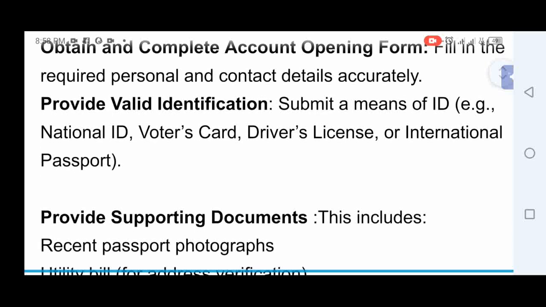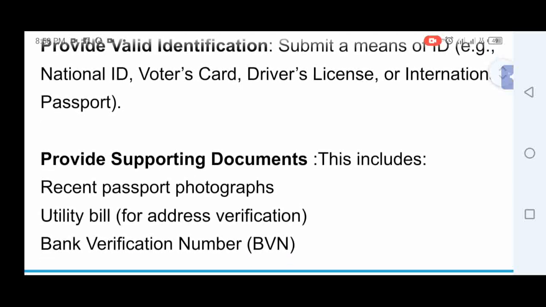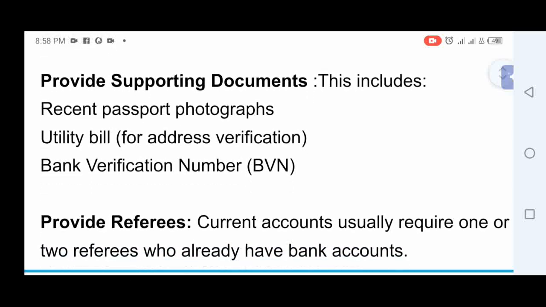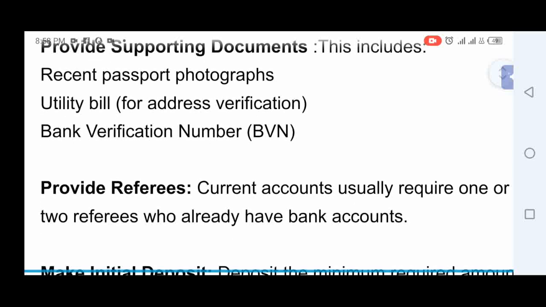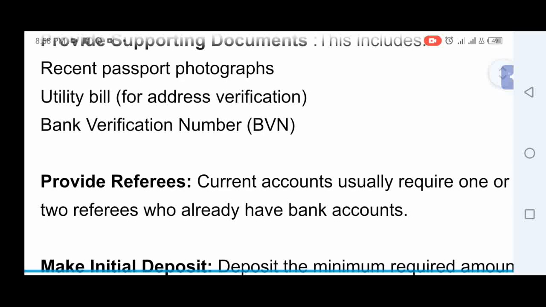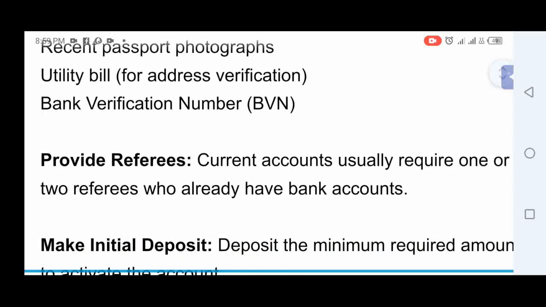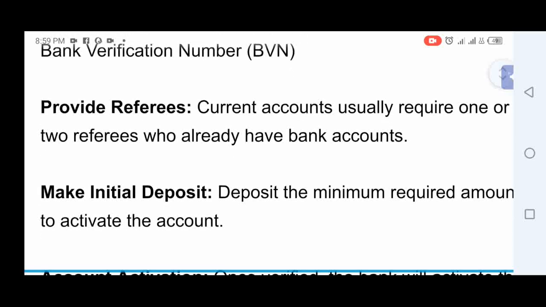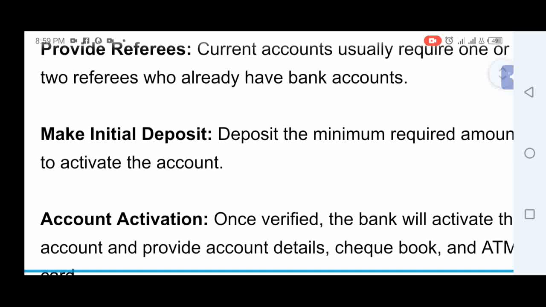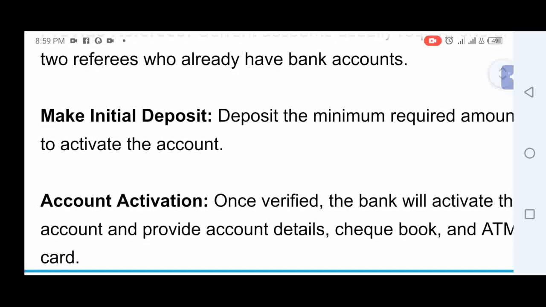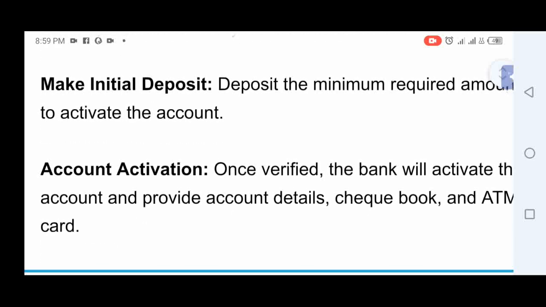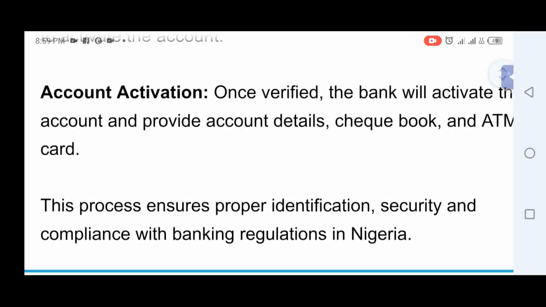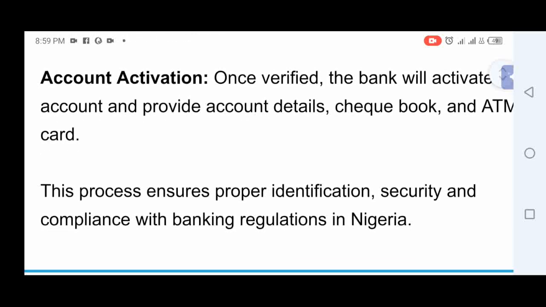D. Provide supporting documents. This includes recent passport photographs, utility bill for address verification, bank verification number, BVN. E. Provide referees. Banks usually require 1 or 2 referees who already have bank accounts. F. Make initial deposit. Deposit the minimum required amount to activate the account. G. Account activation. Once verified, the bank will activate the account and provide account details, checkbook, and ATM card. This process ensures proper identification, security, and compliance with banking regulations in Nigeria.